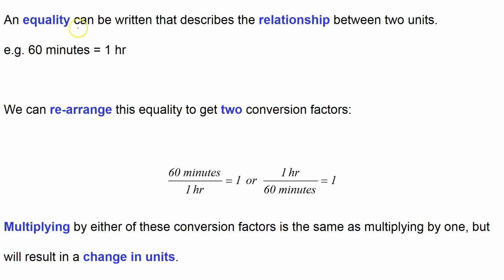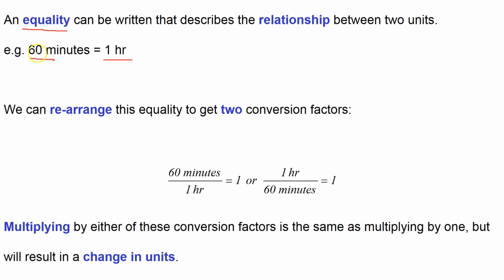So you probably have already seen this idea. For two systems of units, we can write, or we can look up, what's known as an equality that relates one unit to the other. A real simple example of this is we know that 60 minutes is equal to 1 hour. And it's these equalities that we use to construct conversion factors.